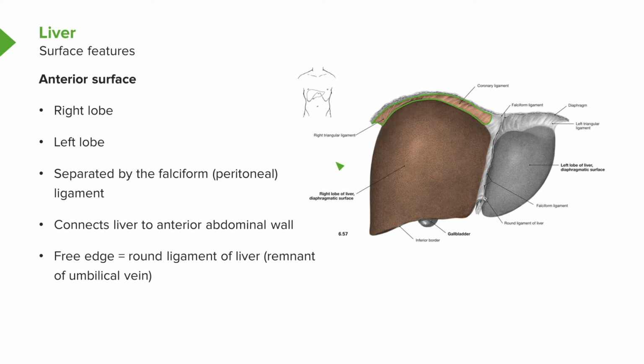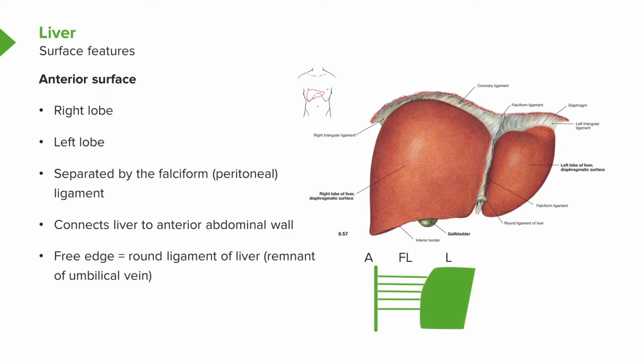If we imagine the anterior abdominal wall is here, and this is the liver, which we can see here, and then spanning the anterior abdominal wall towards the liver, we have the falciform ligament. Then here, where the falciform ligament finishes, we have what's known as a free edge. So this is your liver, this is your anterior abdominal wall, and this is the falciform ligament.